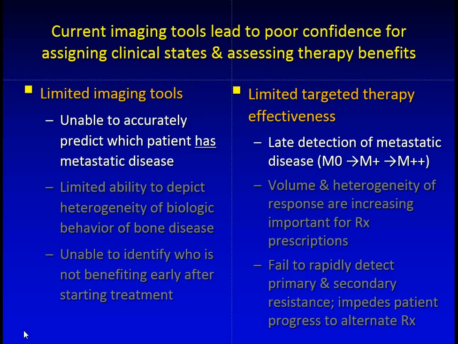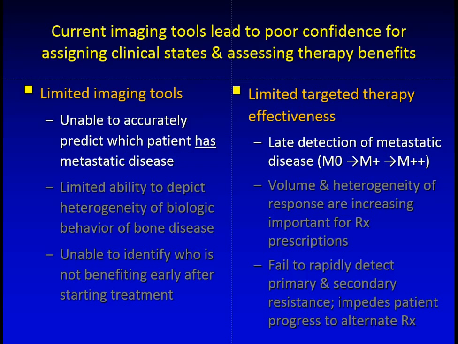So we find ourselves in 2016 in a difficult place. We have imaging tools commonly used that lead to poor confidence in assigning clinical states and for assessing therapy benefits. So when we think patients have M0 disease, in fact they turn out to have M plus disease, and when we think they have oligometastatic disease, they in fact turn out to have polymetastatic disease.